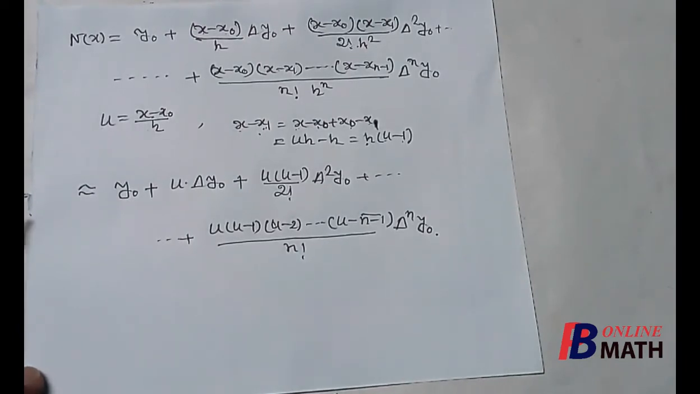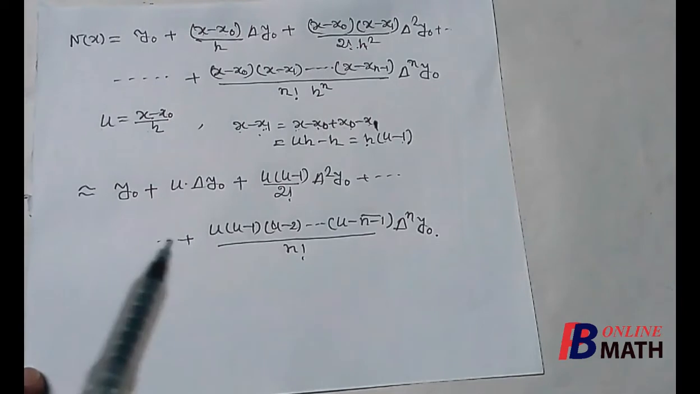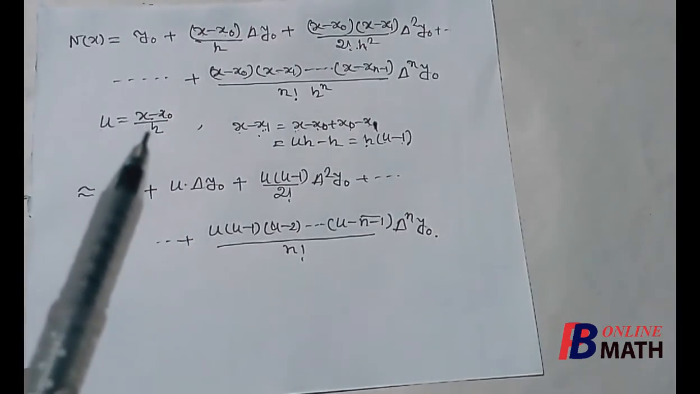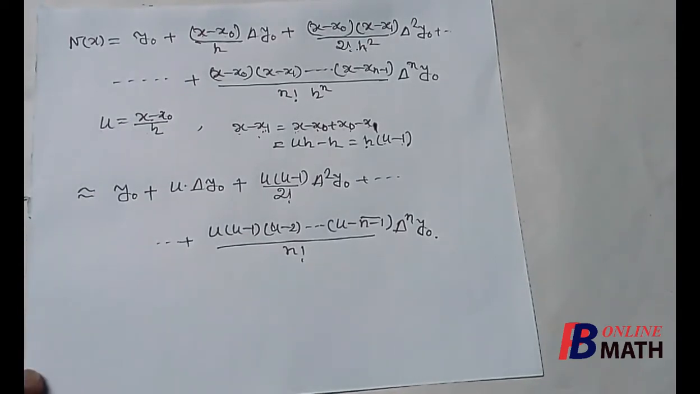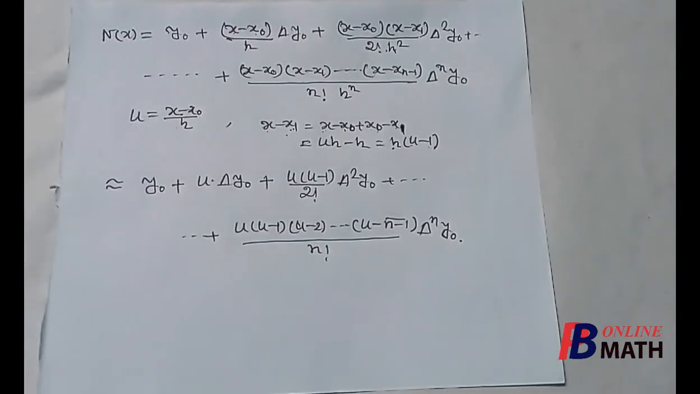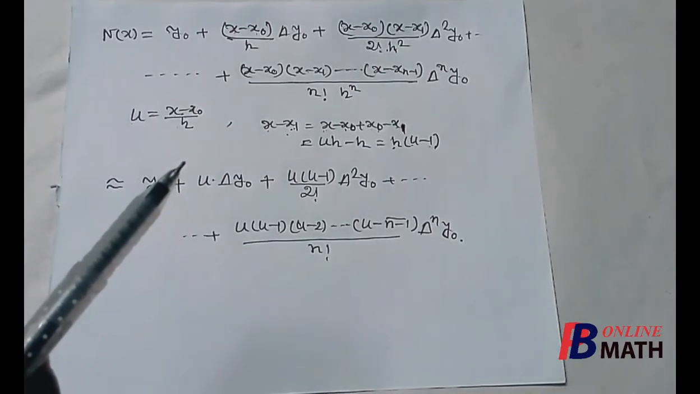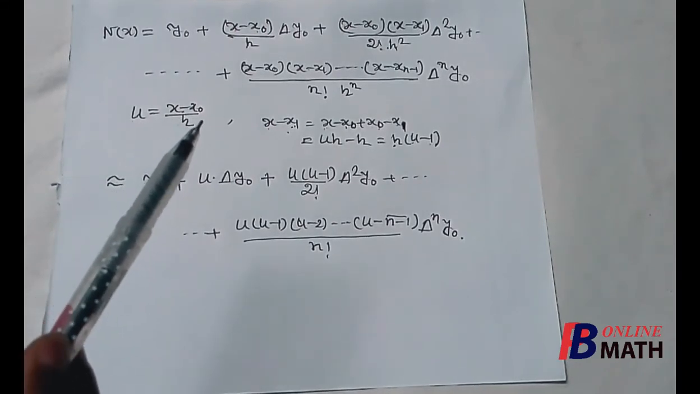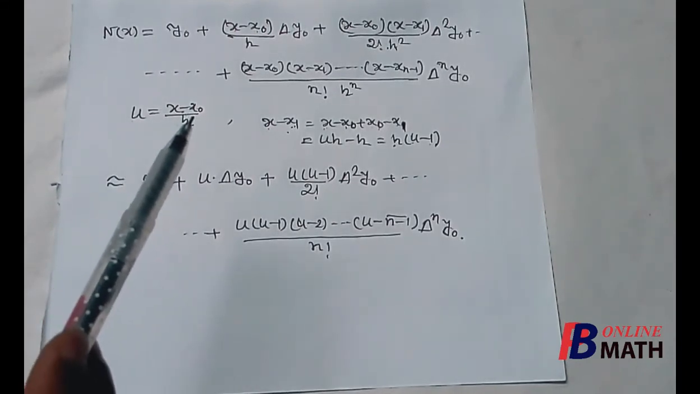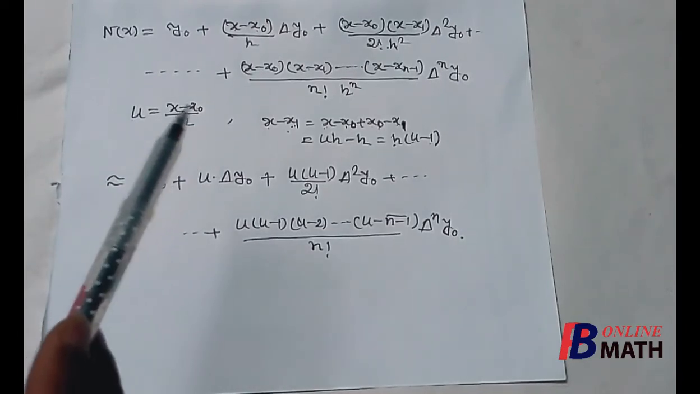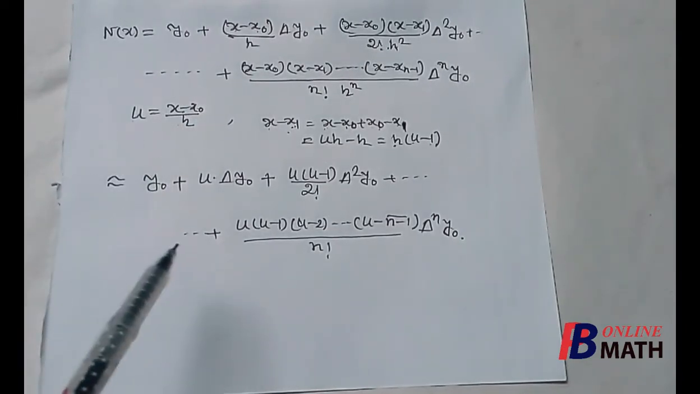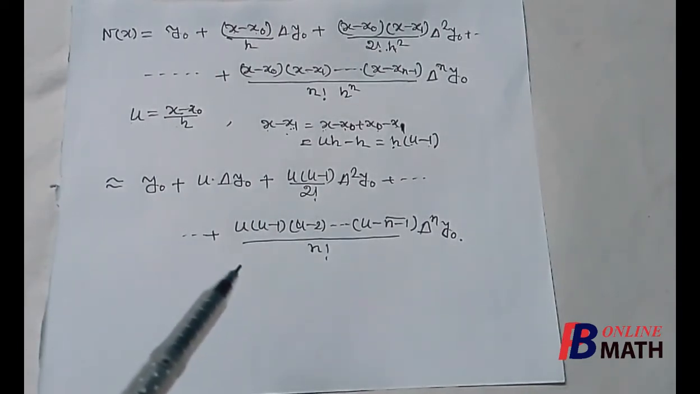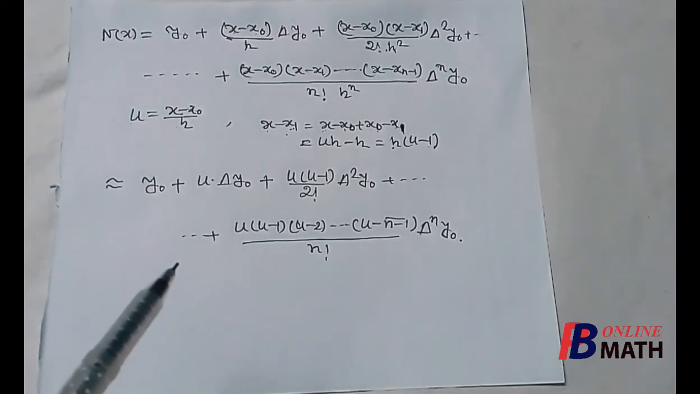So using this Newton's forward interpolation formula, we can find the value of the function at the point x if the point x lies near to the start of the table. Remember that this formula gives better result if x lies very near to the start of the table. So if x lies close to x0, then x minus x0 is a very small quantity. So if u is very small, then this gives the better result. That's why if the point lies very close to the start of the table, then Newton's forward interpolation formula gives better result.